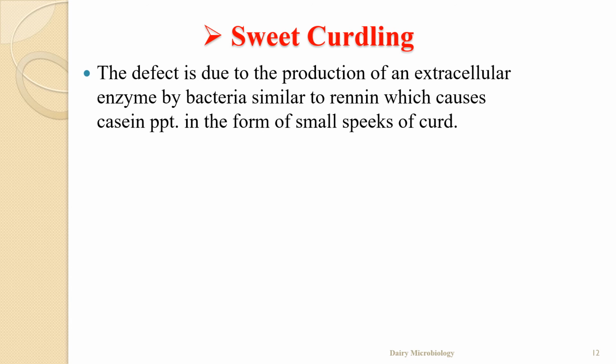Sweet curdling. Curdling of milk generally occurs due to the production of lactic acid by microorganisms from the carbohydrate lactose, which is present in milk. Sweet curdling means curdling that occurs without acid production, but due to the production of extracellular enzymes, for example, renin-like enzyme, which is produced by bacteria and causes the precipitation of casein in the form of small specks of curd.